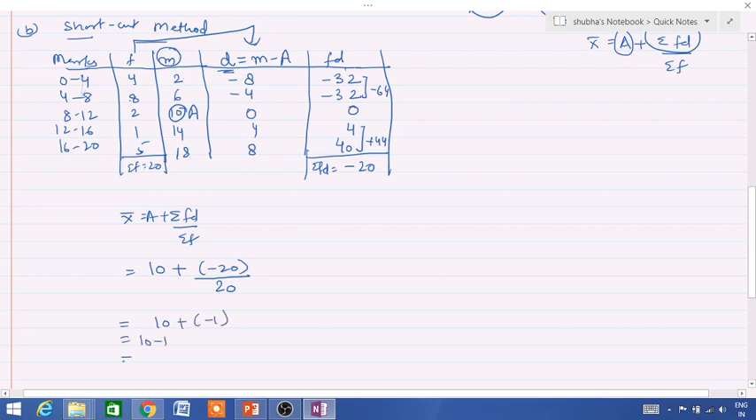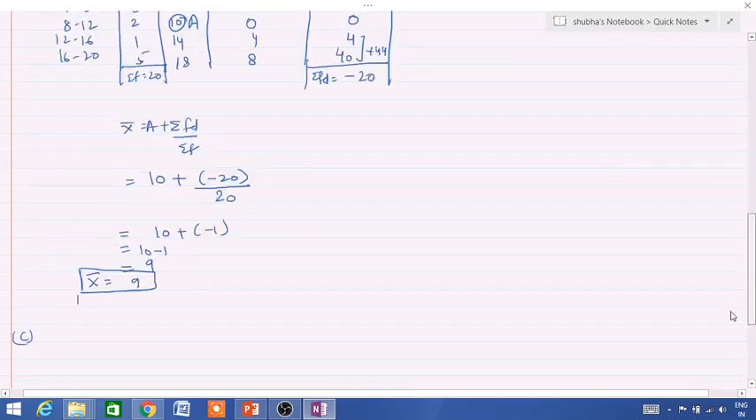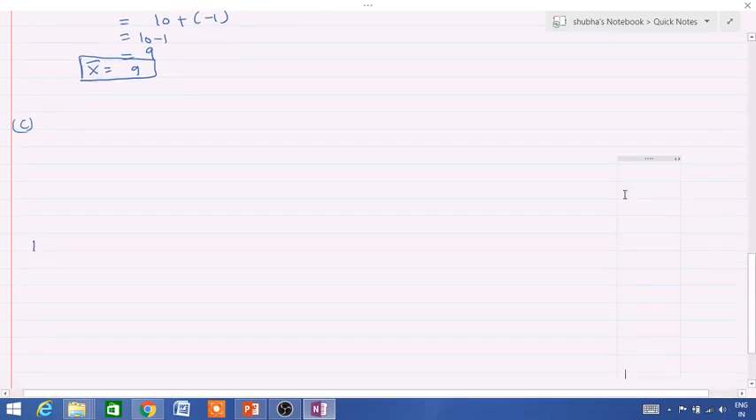10 minus 1 is equal to 9. I told you earlier also, the same question when we calculate by all three methods, we'll get the same answer. In shortcut method also we get 9, and in direct method also we get the answer 9. Now I'll explain it with the third method, step deviation method. Same question with the step deviation method.